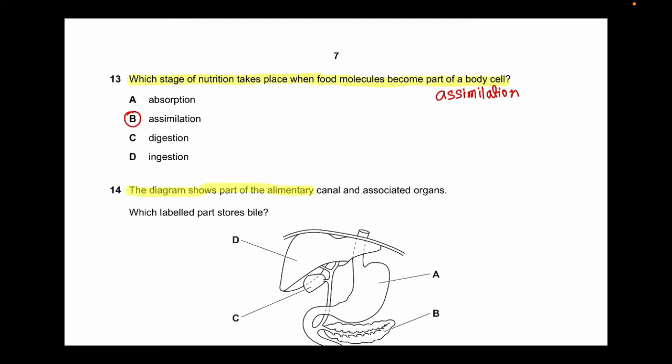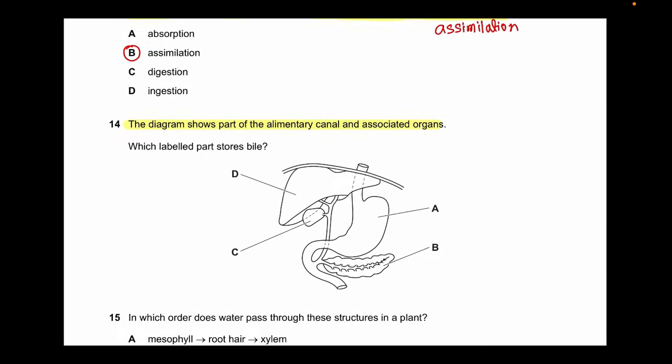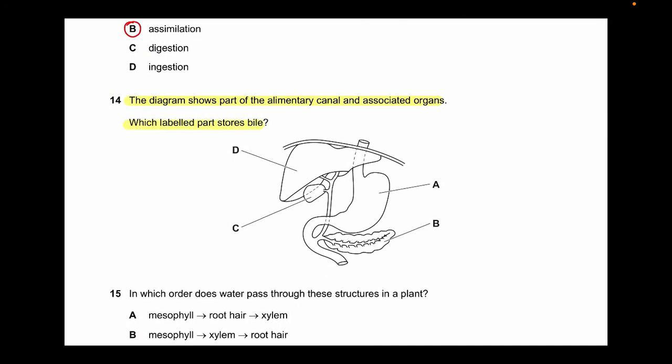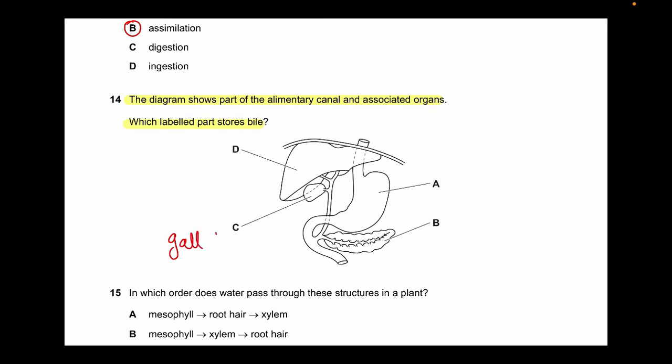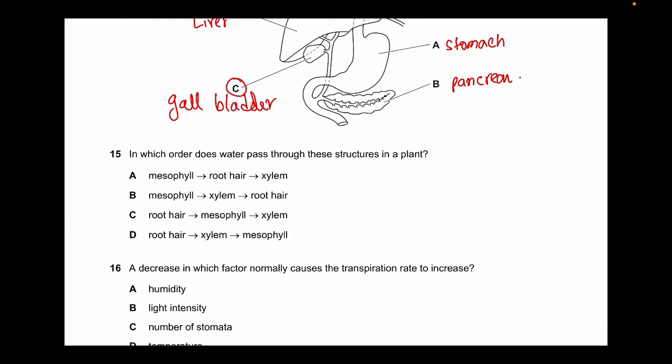The diagram shows part of the alimentary canal and associated organs. Which labelled part stores bile? Bile is stored in the gallbladder. So C is the gallbladder, and C is the correct option. D is actually the liver, A is the stomach, and B is the pancreas. Bile is produced in the liver and stored in the gallbladder. So C is the correct option.